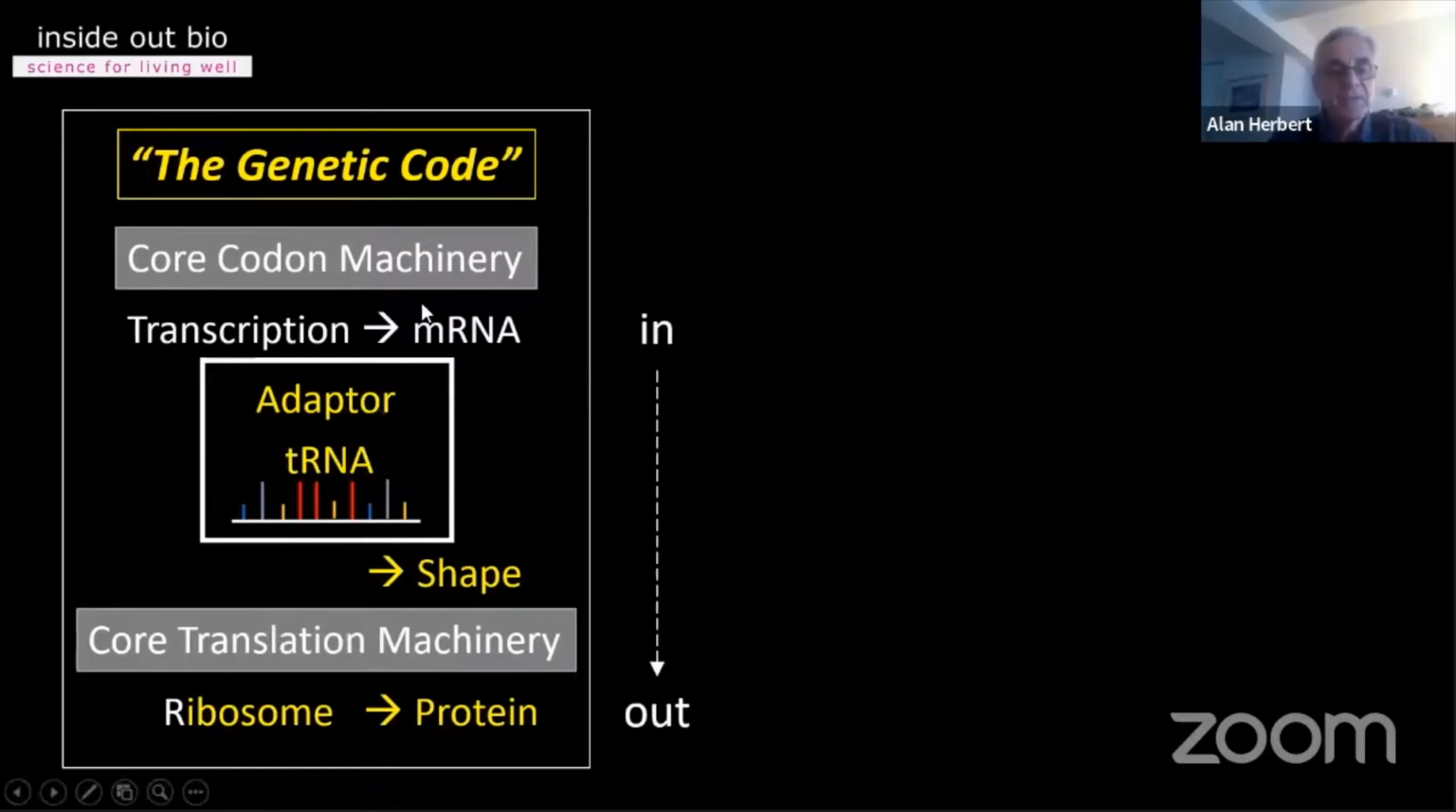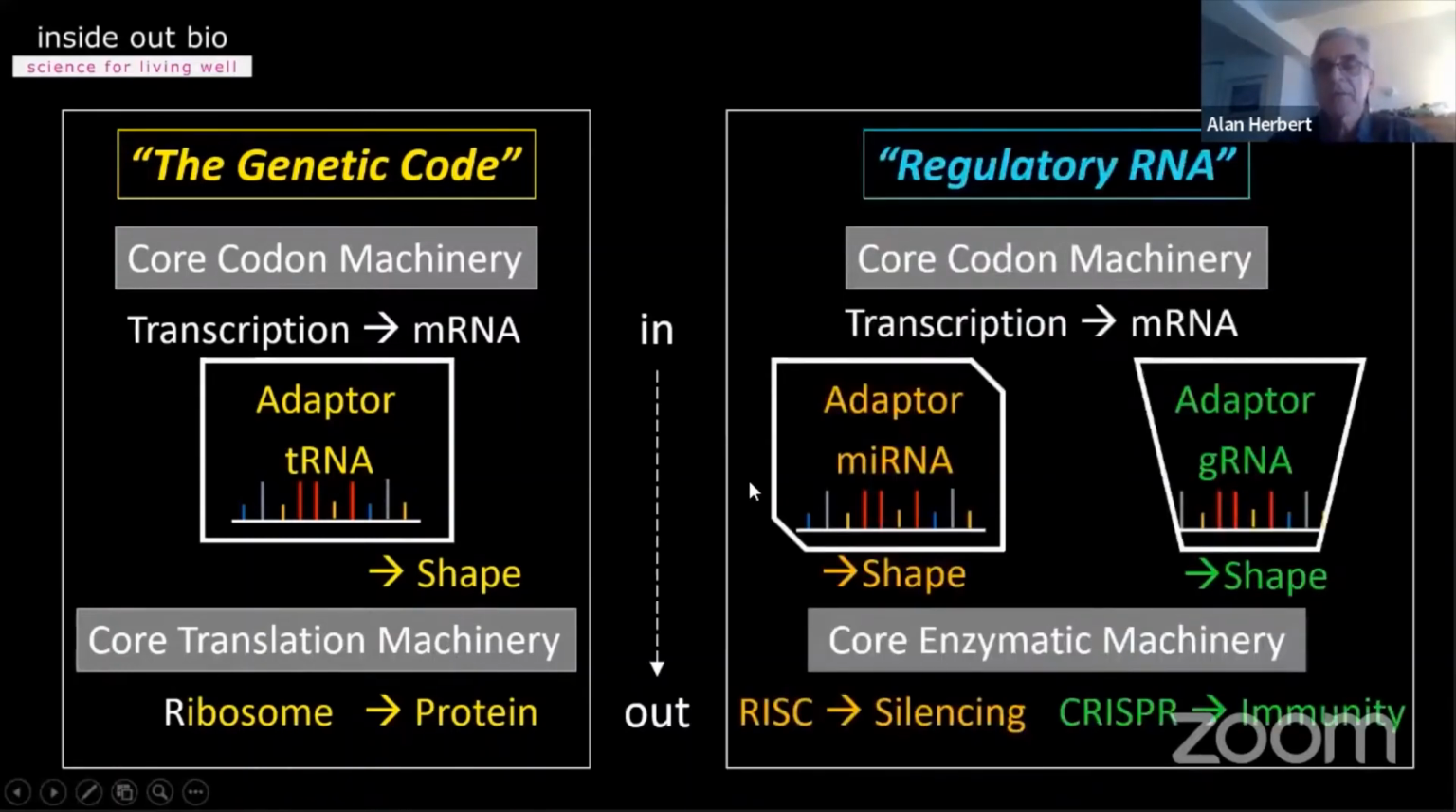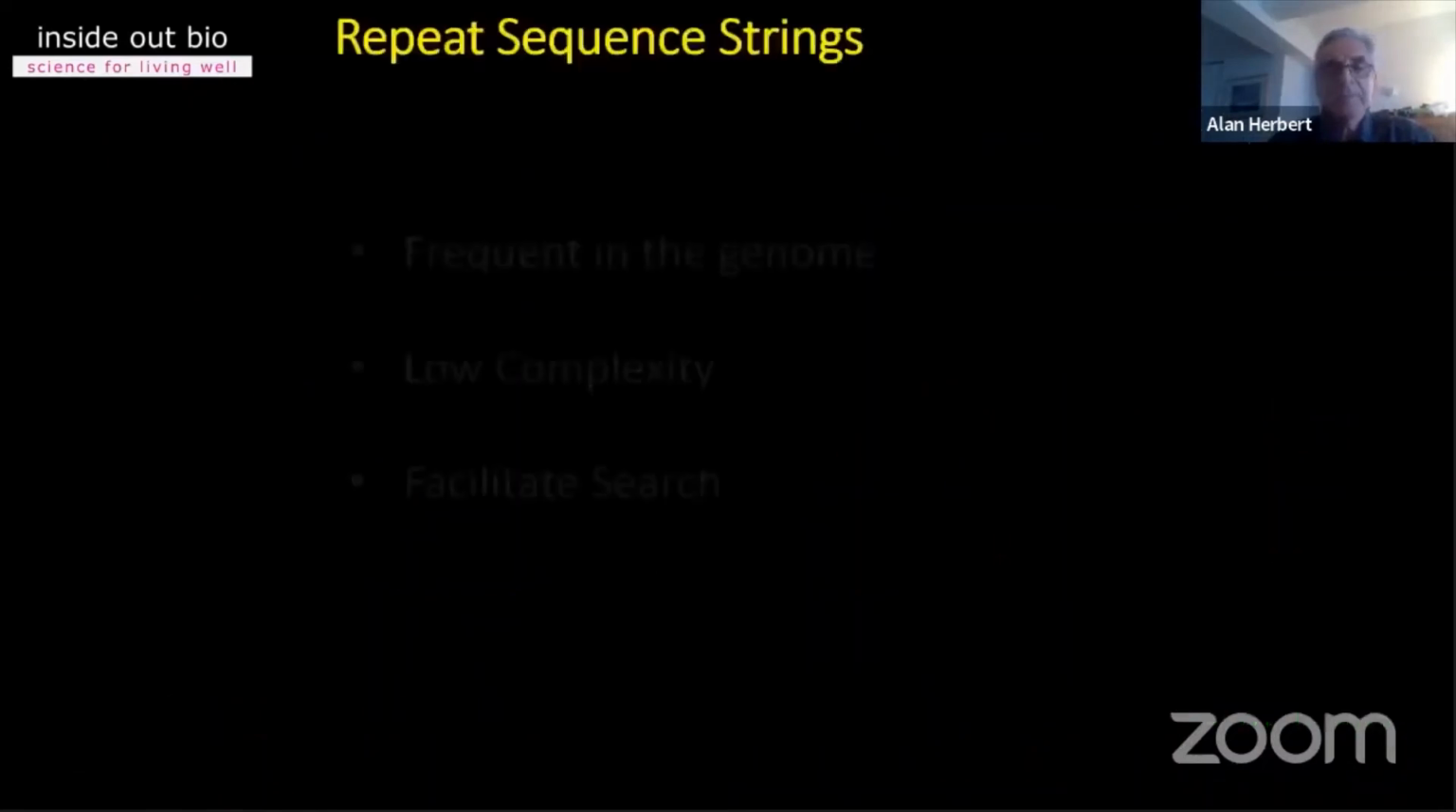So using generic machinery is possible just because you actually convert the sequence into a shape that's recognized by the generic machinery. And this is not only true of the genetic code, but it's true of other regulatory RNAs, where the adapters can be microRNAs that control RNA stability, or they can be guide RNAs that control CRISPR-based immunity. So here's an example of just going from string to structure to function.